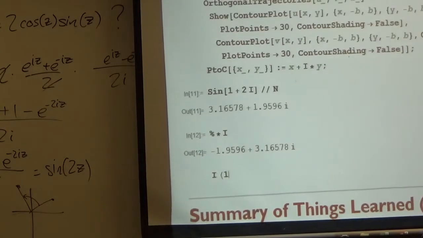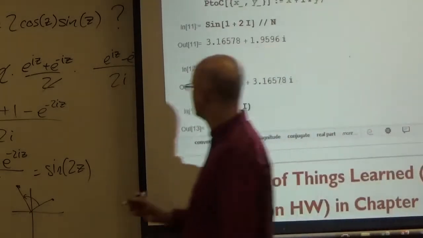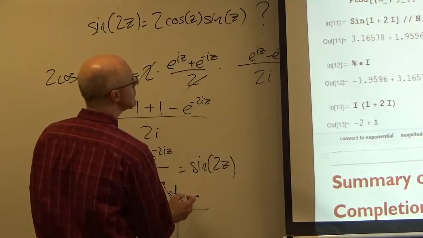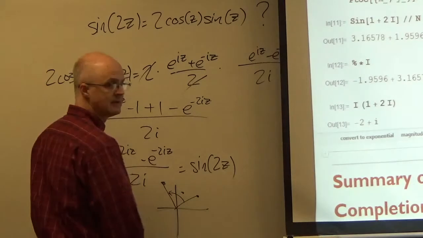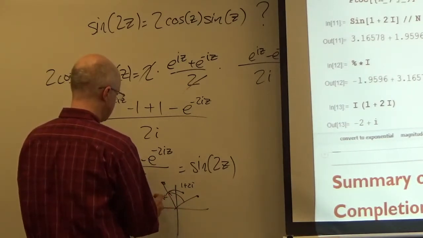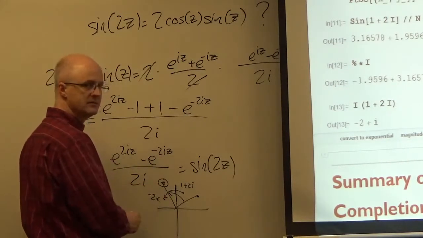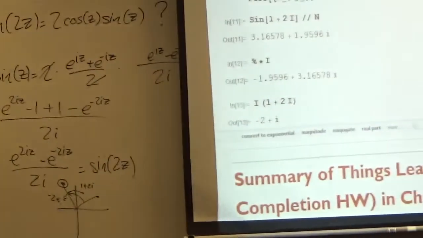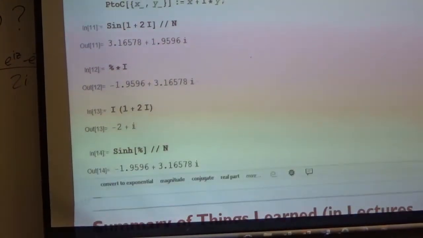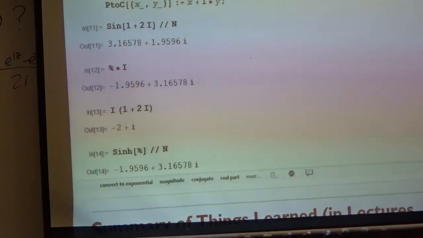If I multiply the original thing by i first, I get negative 2 plus i. So the original thing, 1 plus 2i, is, say, well, right about here. There's 1 plus 2i. Multiply that by i, rotate it by 90 degrees, I get negative 2 plus i. Evidently, plugging that into the sinh function gives you the same final output. Yep. I don't know how enlightening that is, but it does re-emphasize the geometric interpretation.